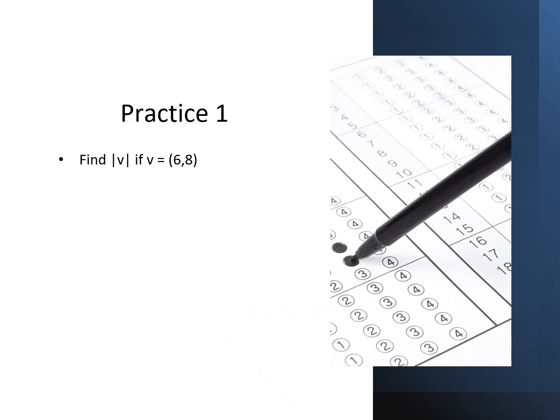Let's do practice 1. Here we are given the vector components 6 and 8, so we need to find the magnitude of V. We will do the square root of 6 squared plus 8 squared, which is equivalent to the square root of 36 plus 64, which is equivalent to root 100, which is equal to 10.